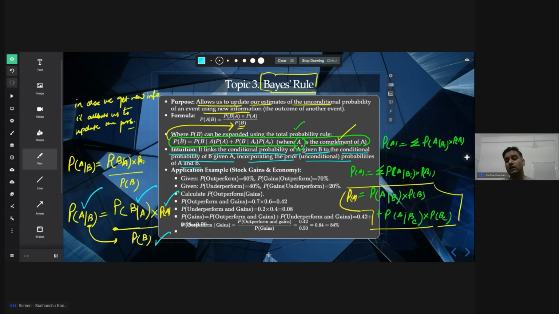So we'll stop here, but my suggestion to all of you is that before you move on to the next lecture, please go back and revise this formula very, very holistically.